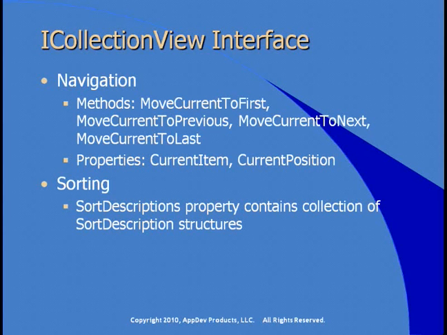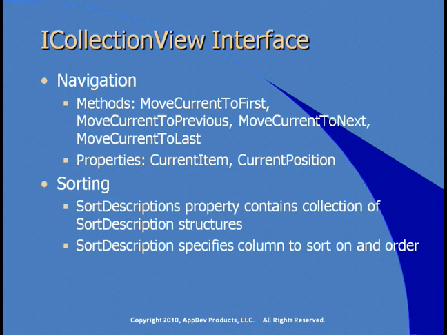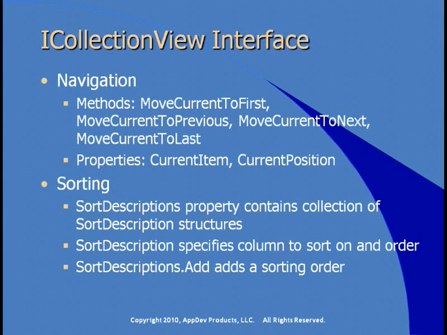And the SortDescriptions property of the view contains a collection of SortDescription structures. And the SortDescription specifies the column that I want to sort on and the order. So to add a sorting order, you add a SortDescription to the collection of SortDescriptions in the view, and then to clear the sorting, you say Clear. And at that point, the view goes back to the original order.